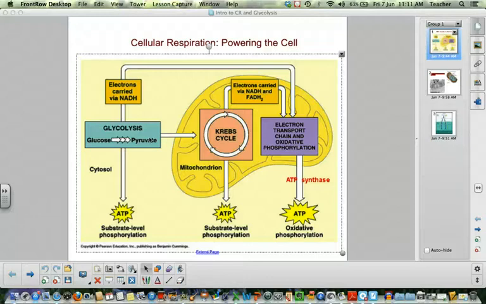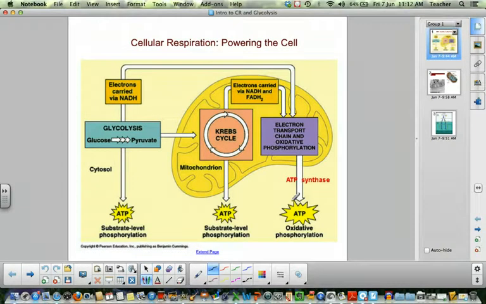Alright folks, today we're going to talk about cellular respiration, and it's a fairly complicated procedure, but we're going to break it down so it's a little bit easier to understand. And of course, the main thing here is to remember that cellular respiration is how cells produce energy, and the energy type that they're going to produce is called ATP, as you can see right here.